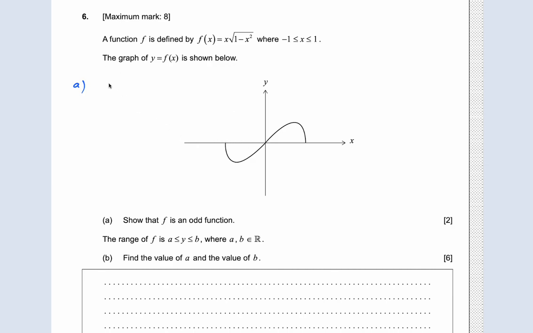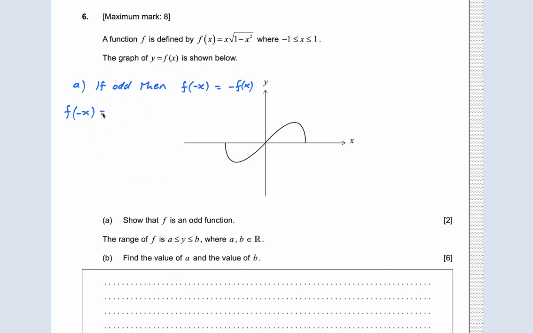And to show that it's an odd function, you have to write it out properly, guys. So you have to say if it's an odd function, then f of minus x equals minus f of x. That's what an odd function is by definition. I'm just writing over here because there's not a whole lot of space in this question, but you don't be writing here, write in the box.